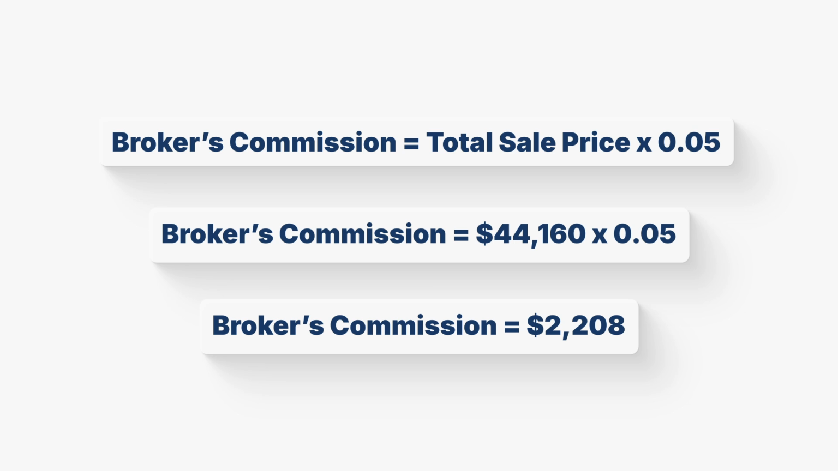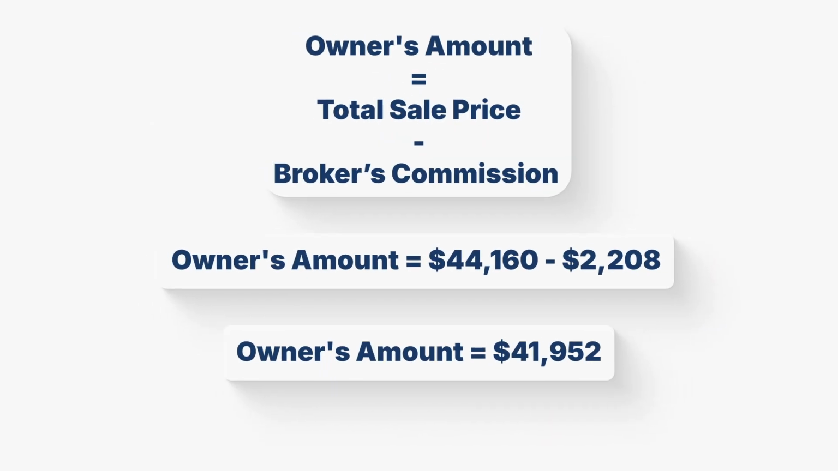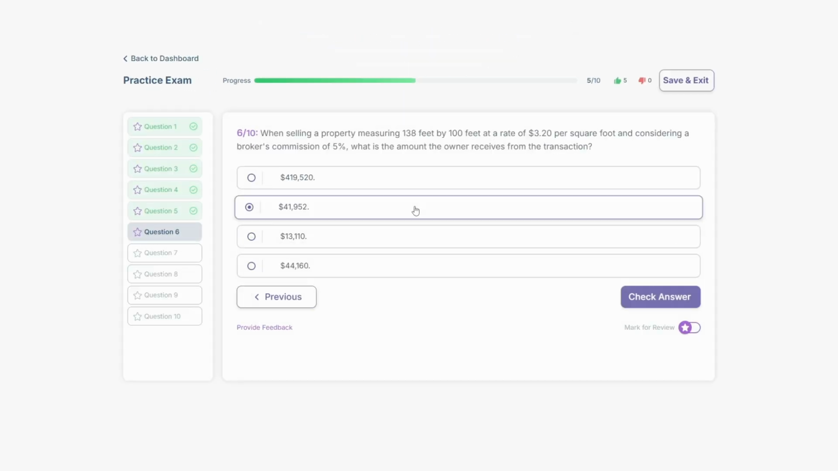Now, we need to calculate the broker's commission. If the commission is 5%, we multiply the total sale price by 0.05. So $44,160 times 0.05 equals $2,208. This commission amount is then subtracted from the total sale price to find the owner's amount. So $44,160 minus $2,208 equals $41,952. The answer is B.